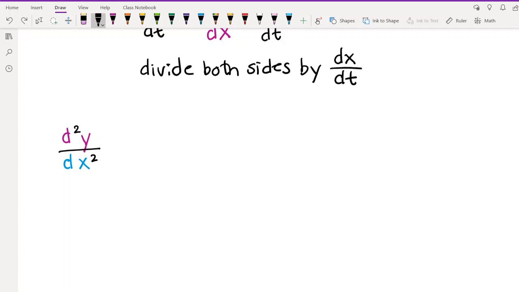So how do you take the second derivative? Well, I'm going to write down the formula, and then again, I'll explain where it comes from.